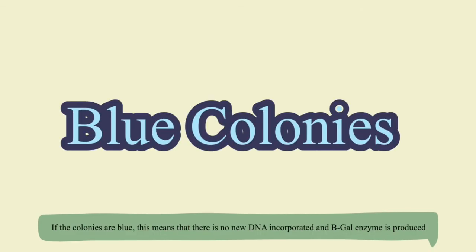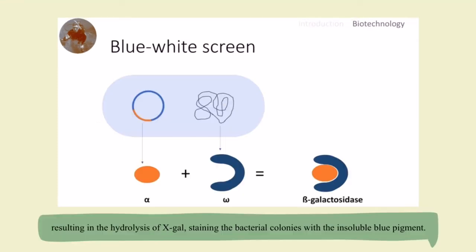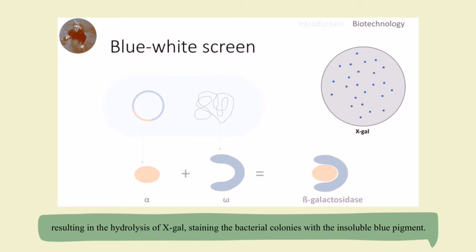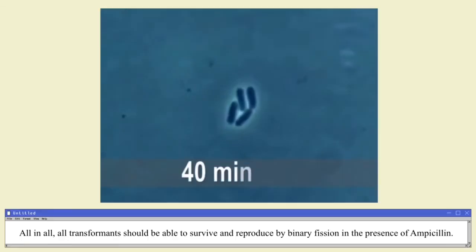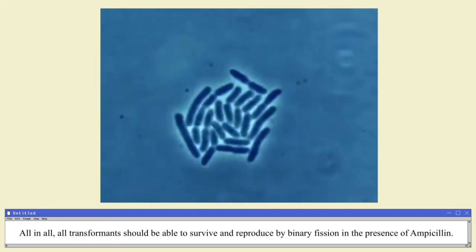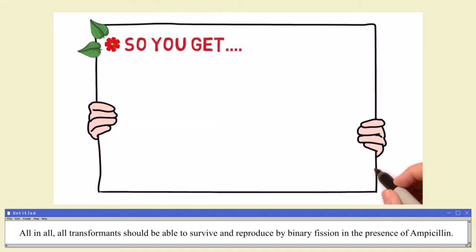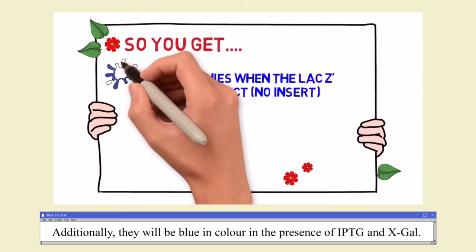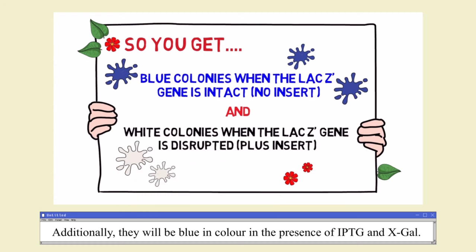If the colonies are blue, this means that there is no new DNA incorporated and beta-galactosidase enzyme is produced, resulting in the hydrolysis of X-gal, staining the bacterial colonies with the insoluble blue pigment. All in all, transformants should be able to survive and reproduce by binary fission in the presence of ampicillin. Additionally, they will be blue in color in the presence of IPTG and X-gal.